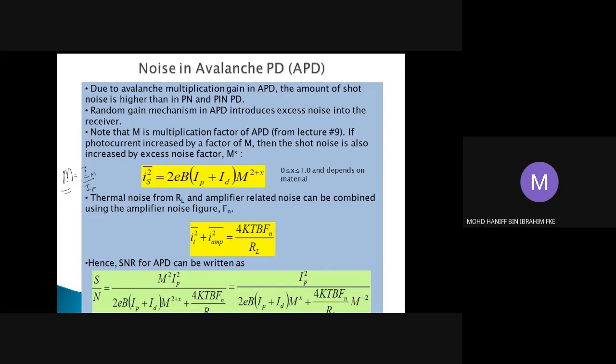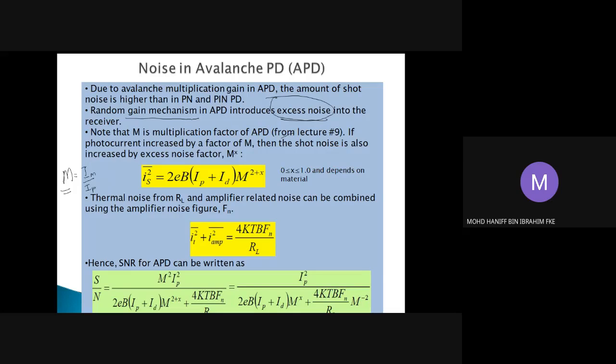Due to this multiplication factor M, we are going to have the effect of excess noise. We call this excess noise introduced in the receiver due to the gain mechanism that we have in the APD. So the existence of this multiplication factor, or gain mechanism, will introduce excess noise in your APD.